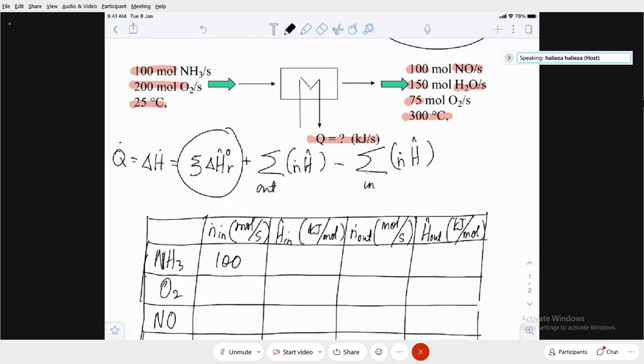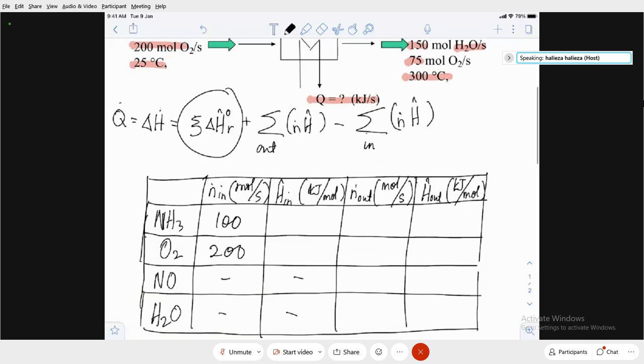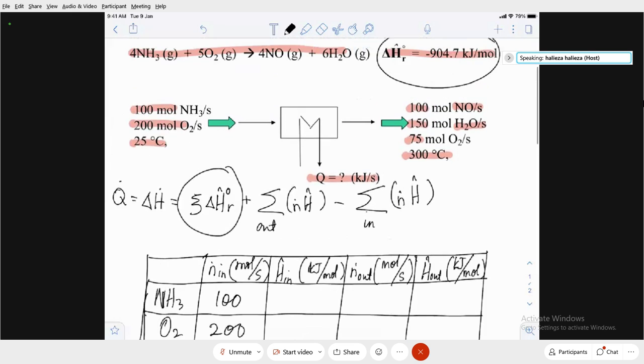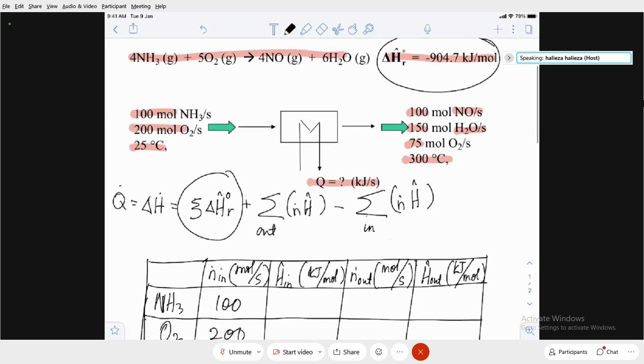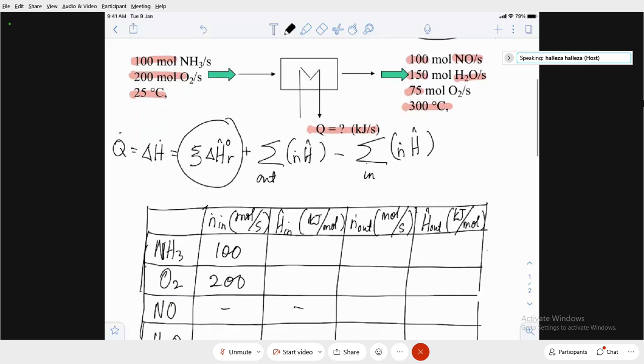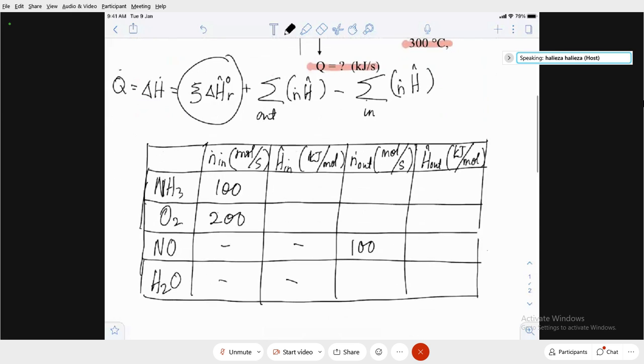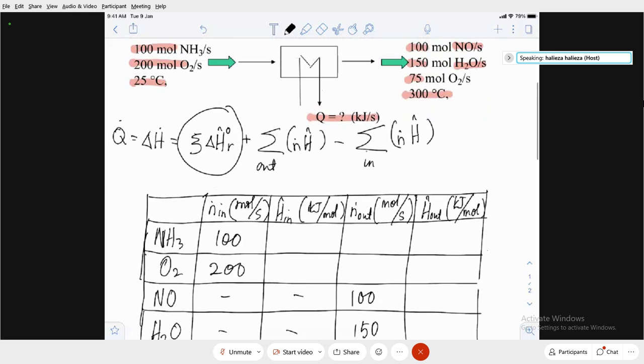200 for oxygen. There is no nitric oxide, there is no water coming in. What phase is the water? It's not stated. Okay, it's gas. From this equation, it's gas. Since your amount coming out, you have nitrogen oxide 100. You have water 150 given in the diagram, and your oxygen is 75. There is no ammonia at all in your product, so that's none.